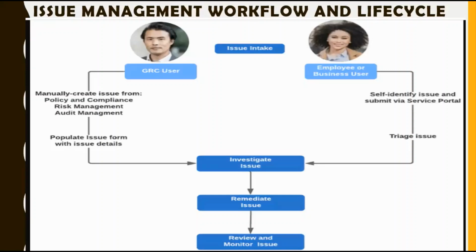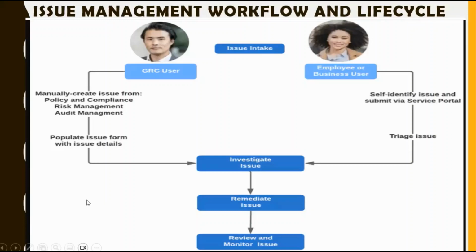Okay, as I told you, when the issue is in intake, we have two users. Okay, first is the GRC user, second is the employee or the business user. So as I told you, we can create the issue from two processes, from the classic view and the portal, as well as the auto generation. So how is the GRC user creating? The GRC user, let's say, manually creates the issue from policy and compliance, risk management, and audit management. So an issue can be from any of the applications like policy or compliance, risk or audit.